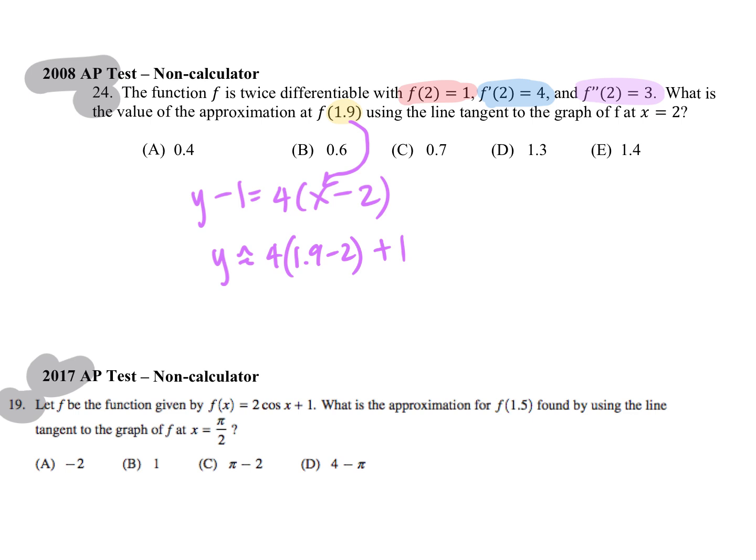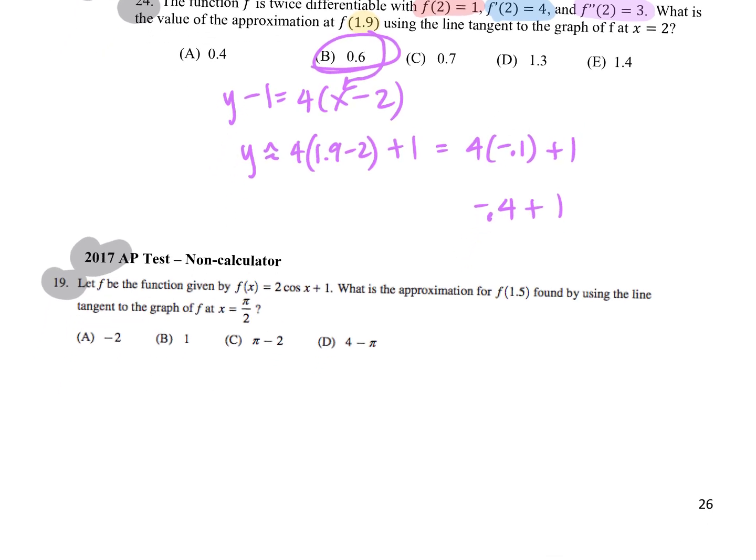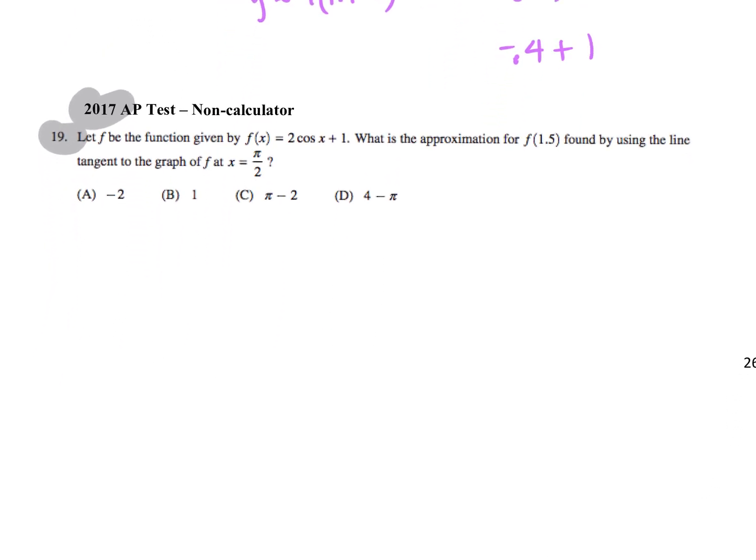This one, unfortunately, we got to get an answer. What's 1.9 minus 2? Yeah, thanks, buddy. So I got 4 times negative 0.1 plus 1. So negative 0.4 plus 1? B, 0.6. You got it. We can do this. Let's just do one more. And then, you know what, guys? We're done. Okay, 2017, a little bit more recent.